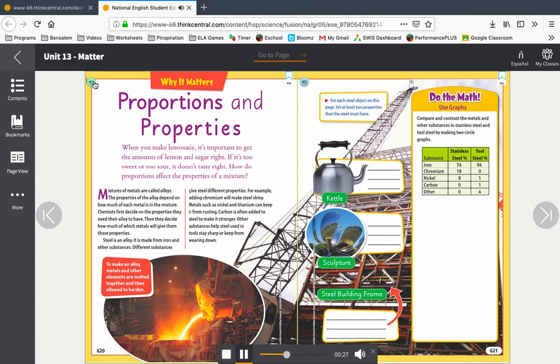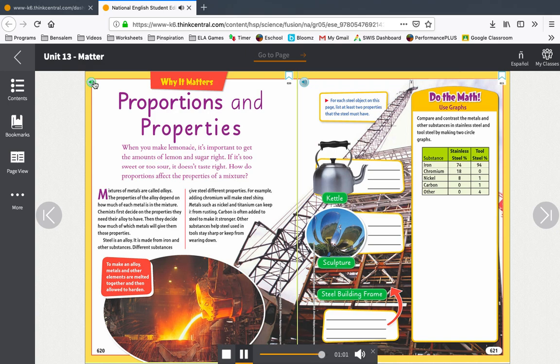Chemists first decide on the properties they need their alloy to have. Then they decide how much of which metals will give them those properties. Steel is an alloy. It is made from iron and other substances. Different substances give steel different properties. For example, adding chromium will make steel shiny. Metals such as nickel and titanium can keep it from rusting. Carbon is often added to steel to make it stronger. Other substances help steel used in tools stay sharp or keep from wearing down.